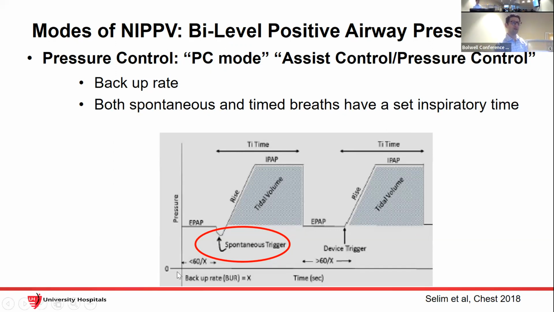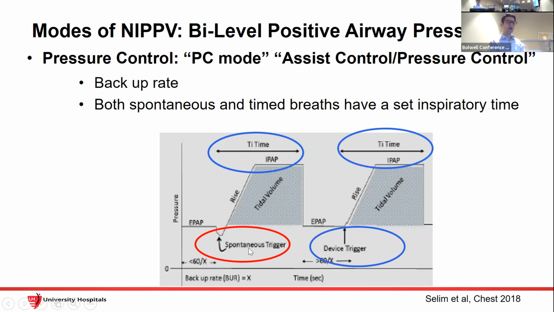So what do you do for those patients? This is an option where they have enough strength to trigger. So you allow them to spontaneously trigger, but then you support them. Every time they trigger, they'll get a breath, and that breath will last a certain time. For patients with diaphragmatic weakness, this can be helpful. It can be either spontaneous trigger or device trigger, but each breath, whether it's spontaneous or device trigger, will have a set I time.